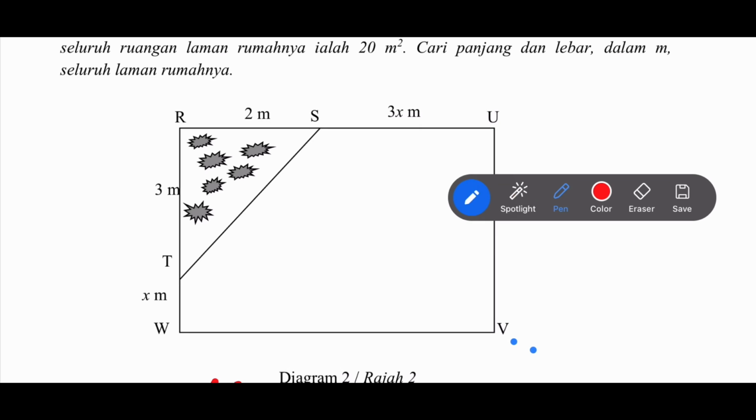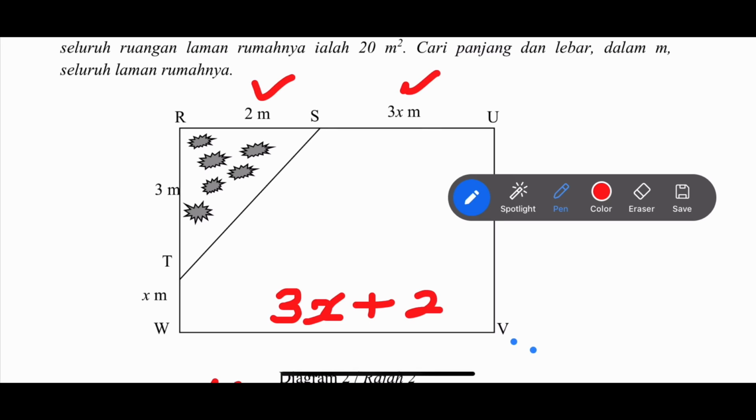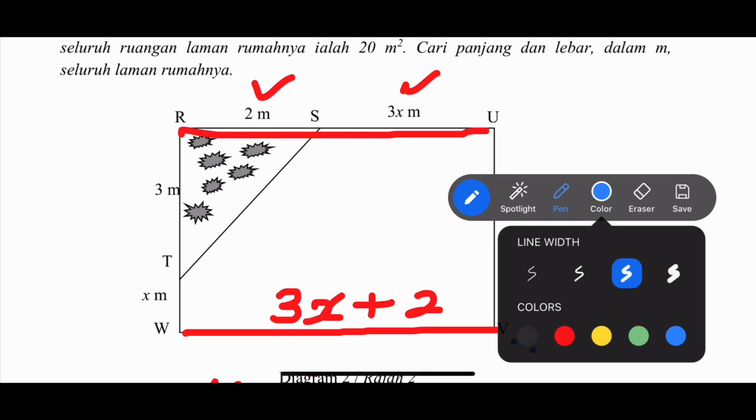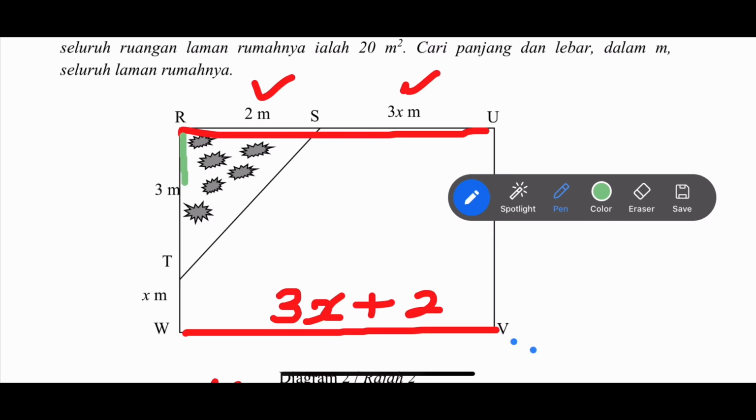You have a rectangle for the lawn. We have 3x and we have 2, that is the length. So you need to write length RU is 2 plus 3x meters. Now we have the length, 2 plus 3x meters. So please highlight like this. Now we need the width. I'm highlighting using the green highlighter. Can you see that?